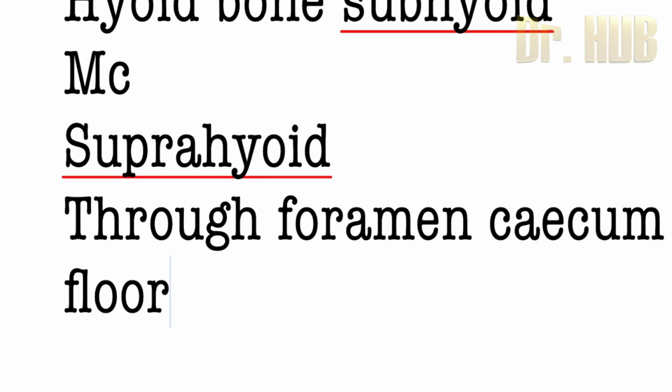Now to recap, the relation to the thyroid and the tongue is the thyroglossal tract. The bone in relation to the thyroglossal tract will be the hyoid bone. The common locations will be the subhyoid, that is near the thyroid cartilage, and this is near the foramen cecum as well as the floor of the mouth.